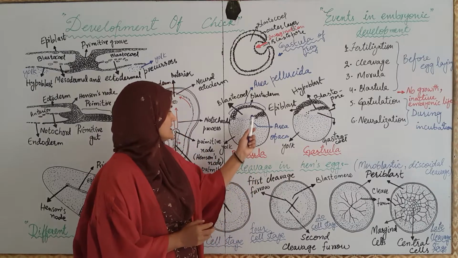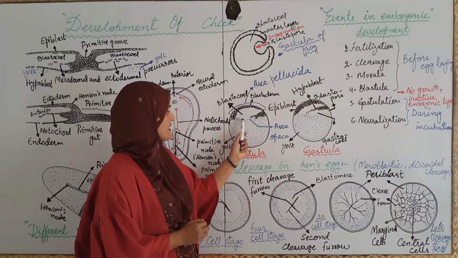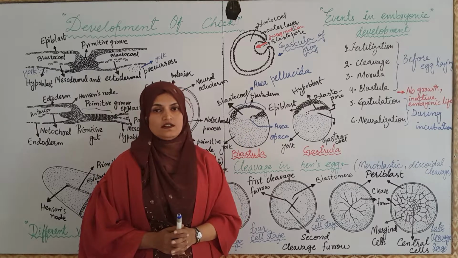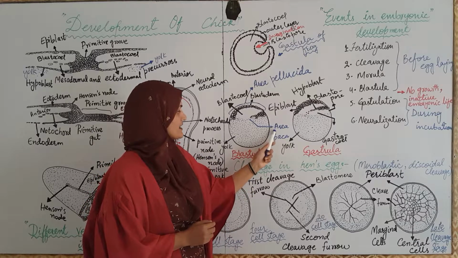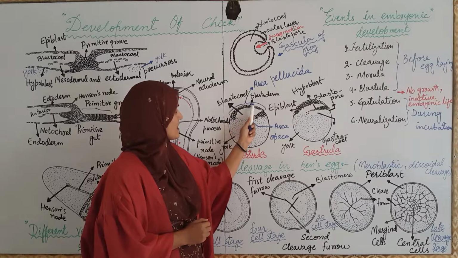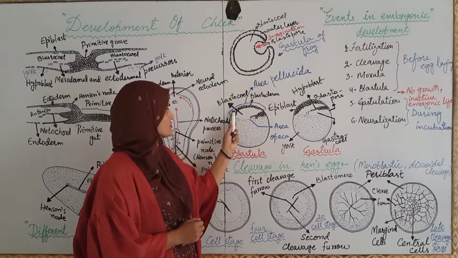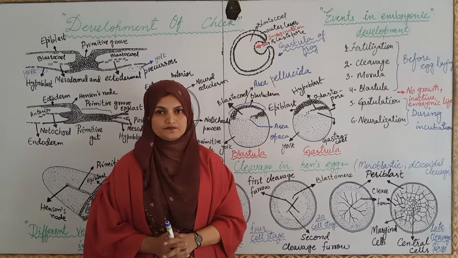The cells at the margin, making junction with the yolk, are termed the area opaca, while the central part of the blastoderm is termed the area pellucida.